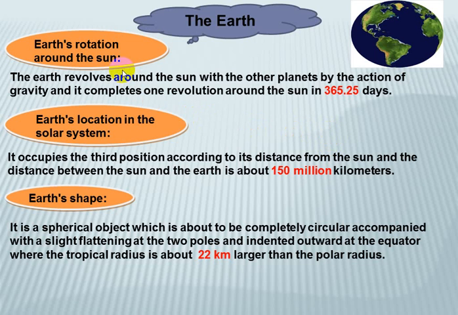Earth's revolution around the Sun. The Earth revolves around the Sun with the other planets by the action of gravity, and it completes one revolution around the Sun in 365.25 days.